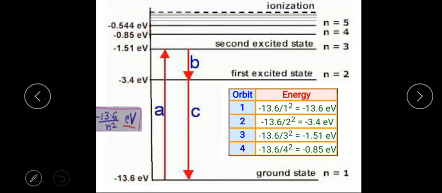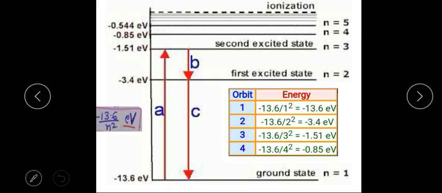So I have given here the table, orbit and the energy: minus 13.6 divided by n square electron volt. If you put n is equal to 1 in this equation, the energy of the electron in the first orbit is equal to minus 13.6 electron volt, right? So the energy of the electron in the first orbit of the hydrogen atom is minus 13.6 electron volt, the first one. And if the principal quantum number n is equal to 2, just put n is equal to 2 in this equation.